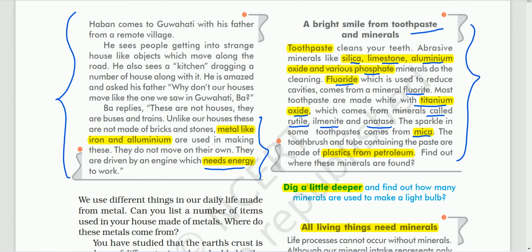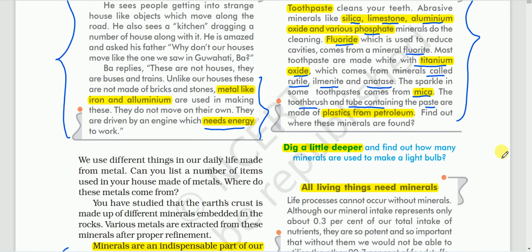The toothbrush and the tube containing the paste are made of plastics from petroleum. So plastics are derived from the petrochemicals from petroleum. And in this way you can also find out the minerals used in making other substances, other objects. So this is just an example of toothpaste. So many minerals are used in making a toothpaste. Again, it tells the importance. And here we have one activity here.